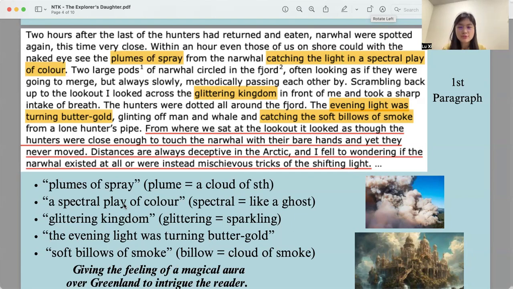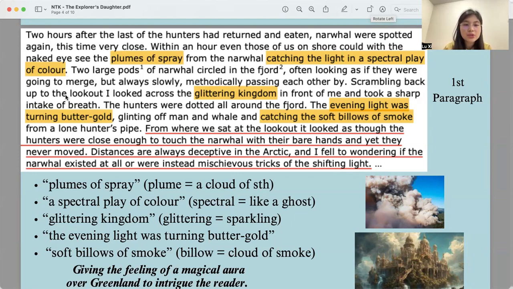You feel very creepy about this scene. So the writer in the first paragraph is trying to create an eerie atmosphere so that your attention is being drawn, okay? "And two large pods of narwhal circled in the fjord, often looking as if they were going to merge, but always slowly, methodically passing each other by."